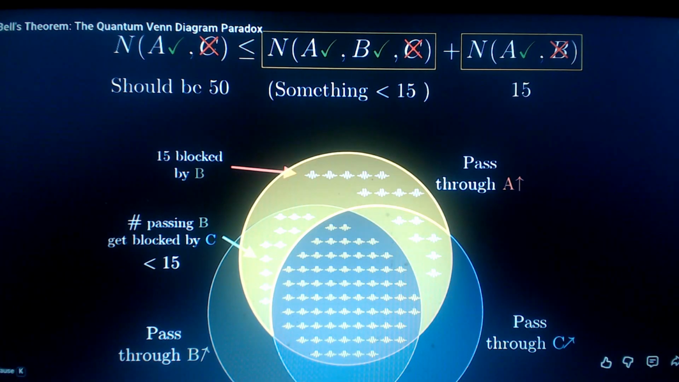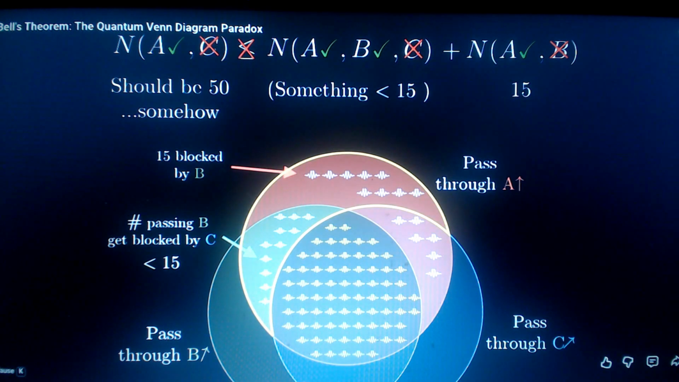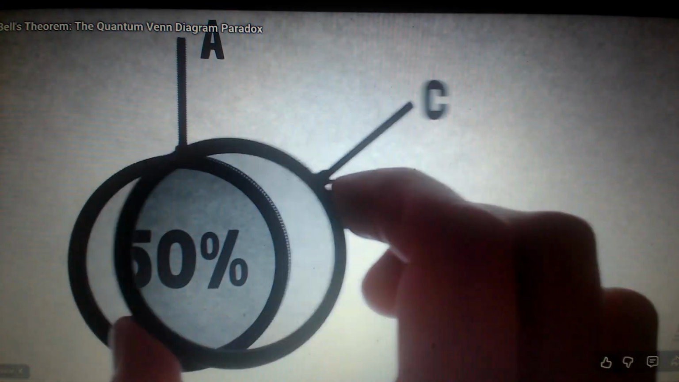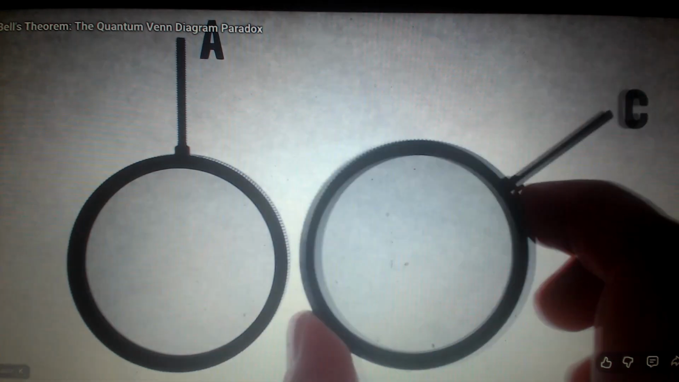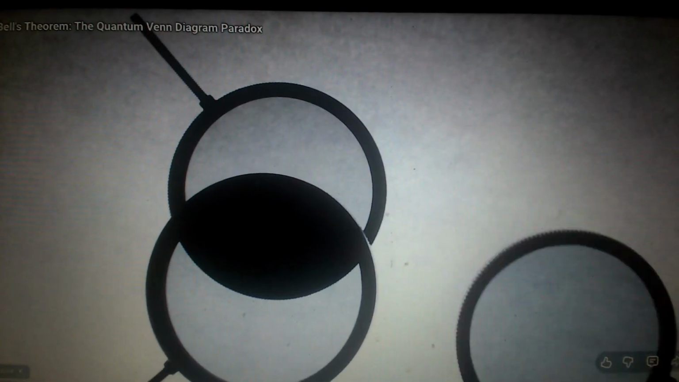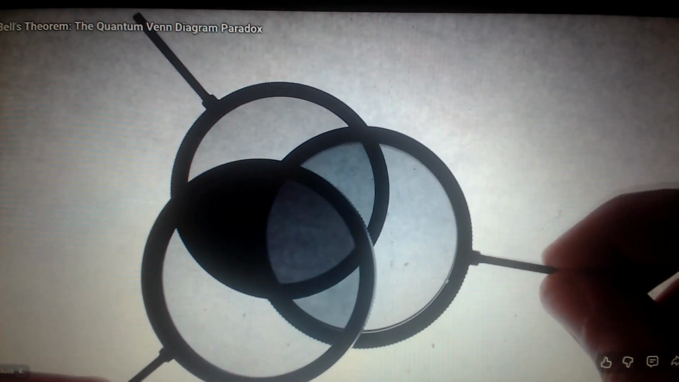Idiots. Plus 15. But at the same time, it's supposed to be 50? I mean, how does that work? Remember, that number 50 is coming from the case where the photon was just never measured at B. And all we're doing here is asking, what would have happened if it was measured at B?